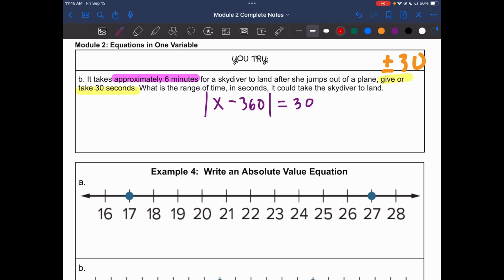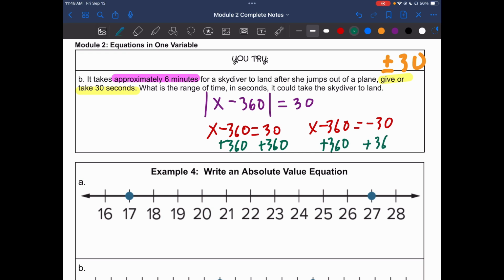Now that the absolute value is isolated, we can separate this into two equations. We're going to have x minus 360 equals 30, and x minus 360 is equal to negative 30. To solve this, we're going to add 360 to both sides, doing that for all of the equations. We get that x is going to be equal to 390 seconds, or that x is going to be equal to 330 seconds.